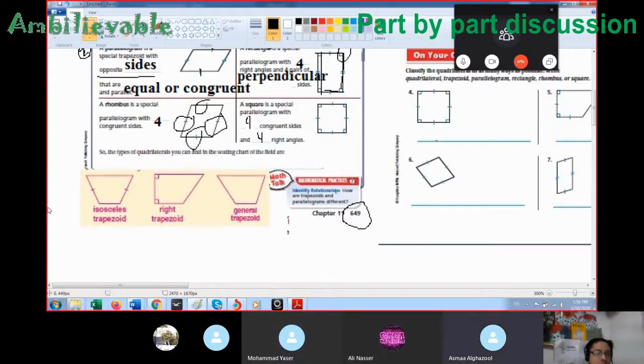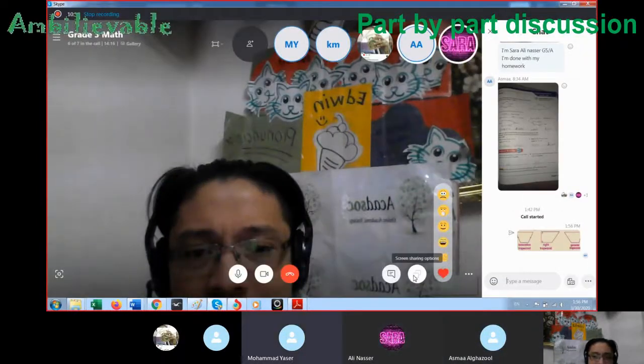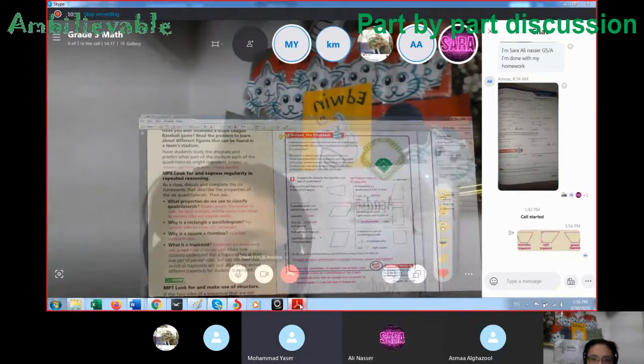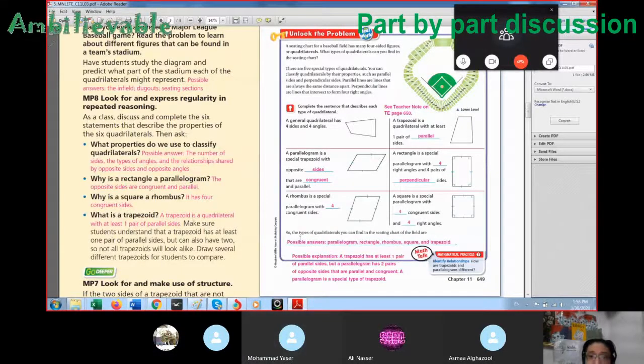There is a question down. So the types of quadrilaterals you can find in the seating chart of the field. Wait, I cannot read it. Can you? Okay. So the types of quadrilaterals you can find in the seating chart of the field.